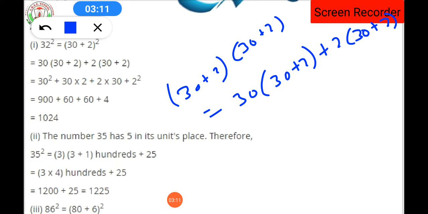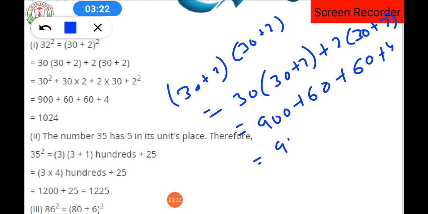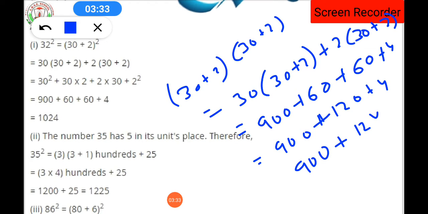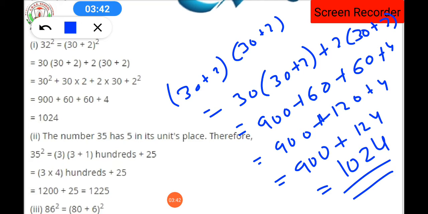Okay, so here 30 into 30 will be 900, plus 30 into 2 will be 60, 30 into 2 will be 60, then 2 into 2 will be 4. Now 60 plus 60 is how much? 120 plus 4. So here it will become 900 plus 124. When 900 is added with 124, you will get the required answer as 1024, which is the same as the first method. So dear students, I have told you two methods. Whichever method you feel is easy, you can do that method.